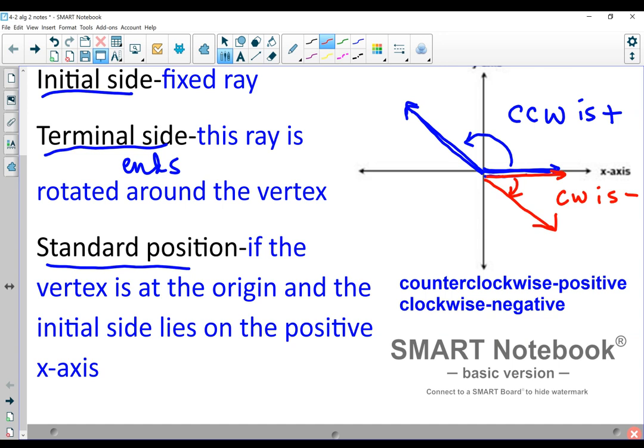So the way we are going to draw our angles is like this. We're going to start on the positive x-axis, and then we're going to rotate them around either counterclockwise or clockwise to our terminal ray, and that's going to be how we draw those angles. We're going to be rotating them around the origin.